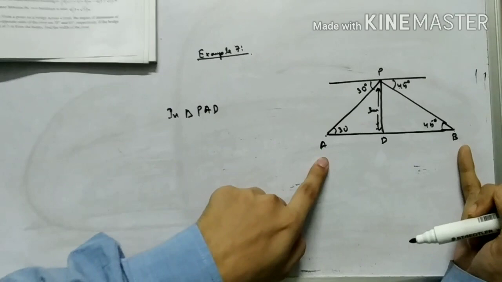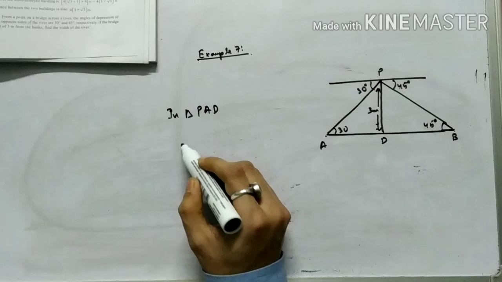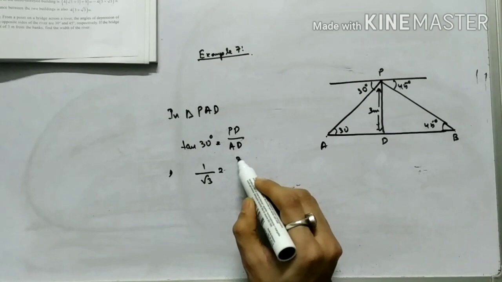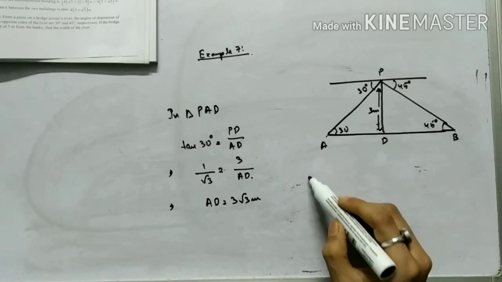First I have to find the base here; the perpendicular distance is given. This angle I know. So what function will I use? I will use tan. tan 30 degrees is equal to perpendicular by base, PD by AD. tan 30 degrees value is 1 by root 3, PD value is 3 by AD. So AD is equal to 3 root 3 meters. This is AD.